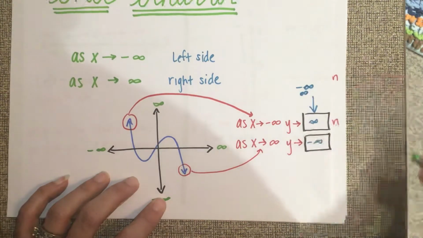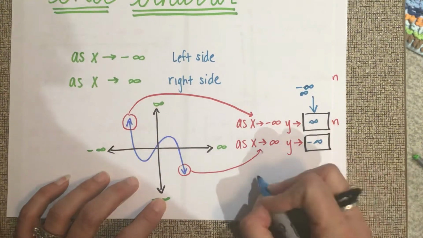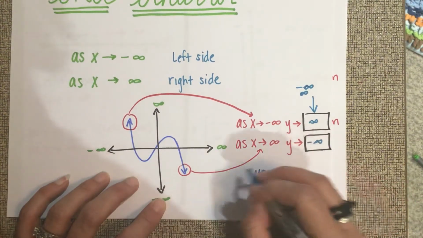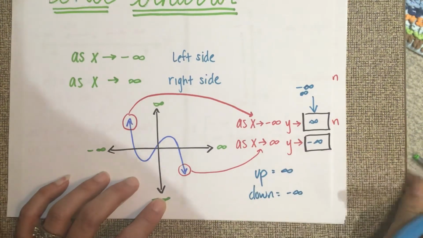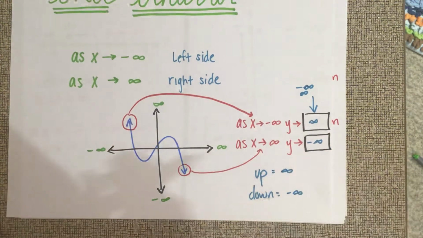Those are your only two answer choices. There is no other answer choice. Okay? If the arrow is going up, then we say it goes to positive infinity. If the arrow is going down, then we say that is negative infinity. Okay, so let's practice some of these.